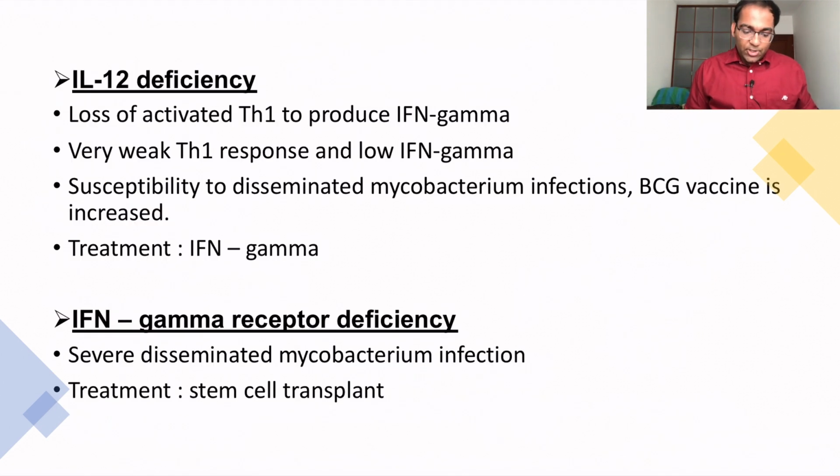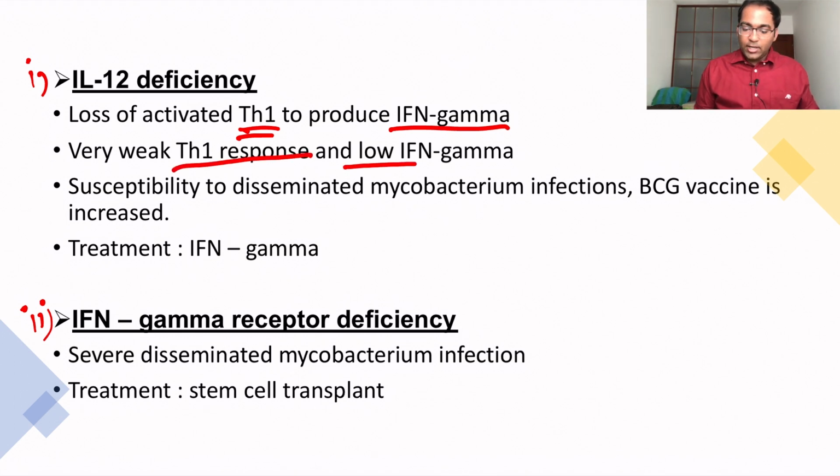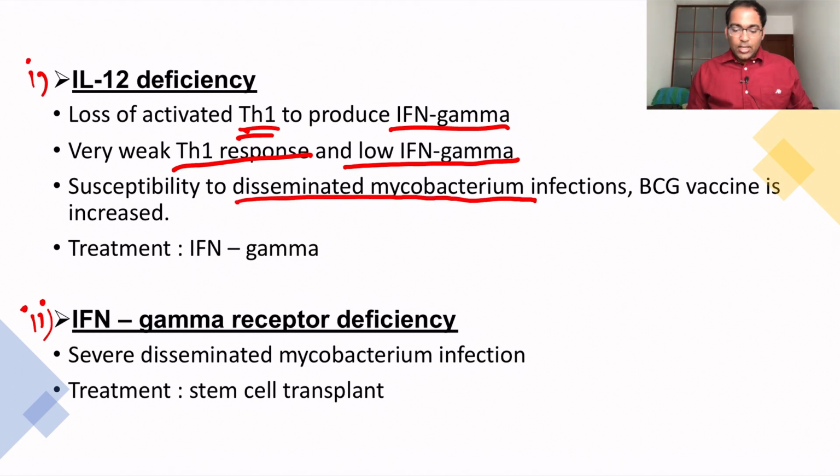Now, interleukin 12 deficiency, this is the second type of deficiency that I mentioned in the previous slide. With interleukin 12 deficiency, we have a loss of activated T helper 1 cells to produce interferon gamma. We have a very weak T helper 1 response and low interferon gamma, and this leads to susceptibility to disseminated mycobacterium infections, and the risk from the BCG vaccine is increased. So it is not really appropriate to give a BCG vaccine to a patient who is interleukin 12 deficient.